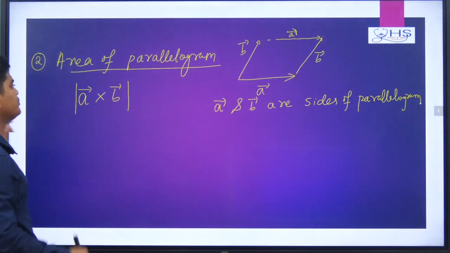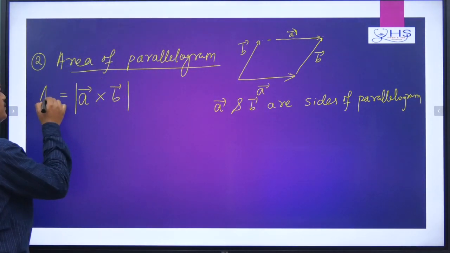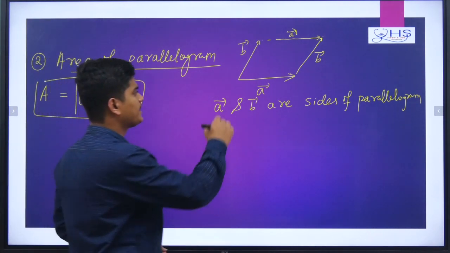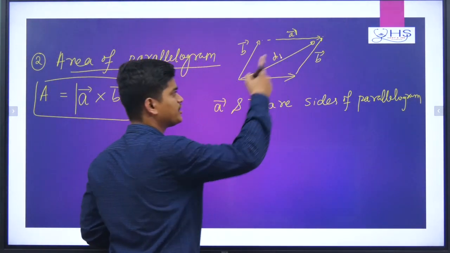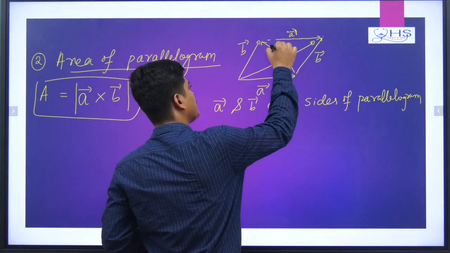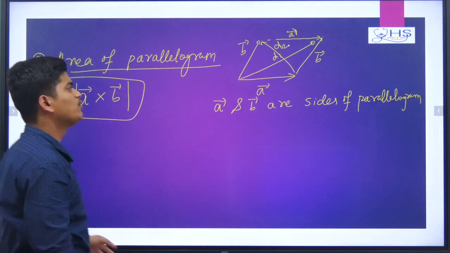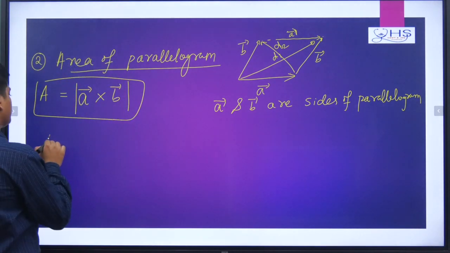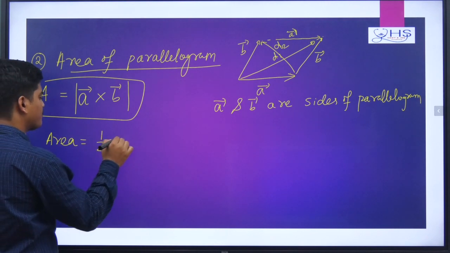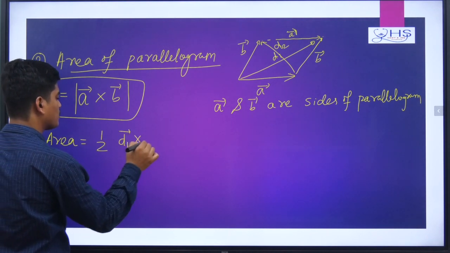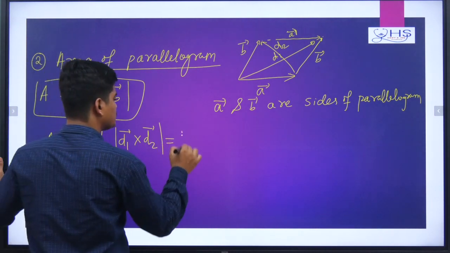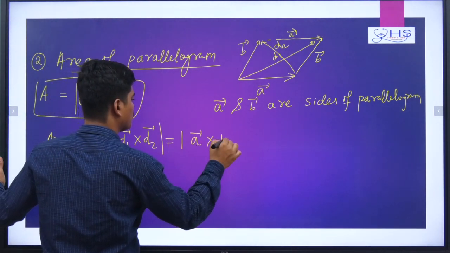Then here A cross B will give what? A cross B will give area. Remember this. And here also I can take this one, this is a diagonal D1. And here another diagonal you can take. This diagonal is D2. If two diagonals D1, D2 are given, then the same area can be written as how much? Half D1 cross D2 mod, or you can write mod of A cross B.